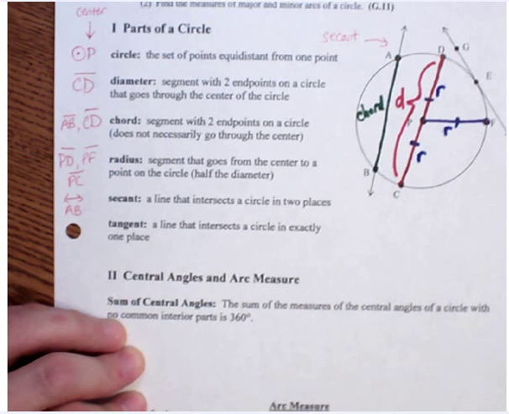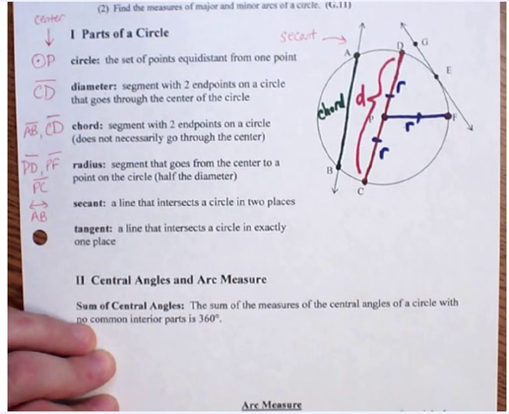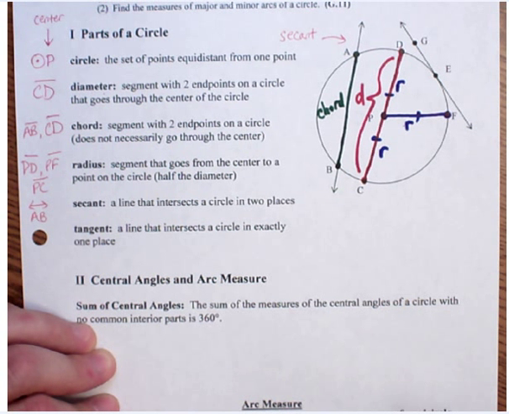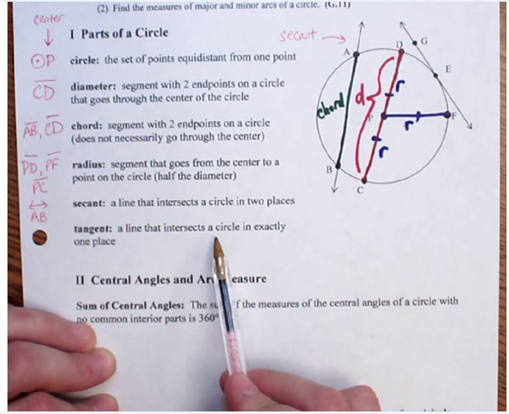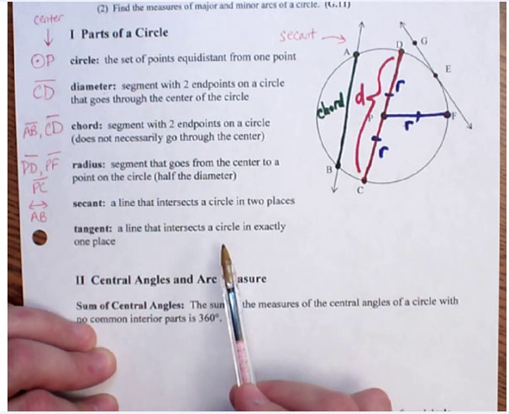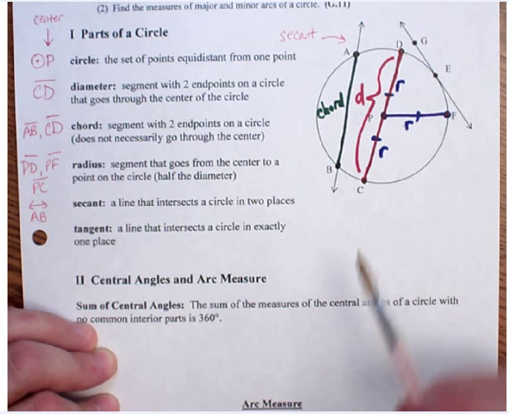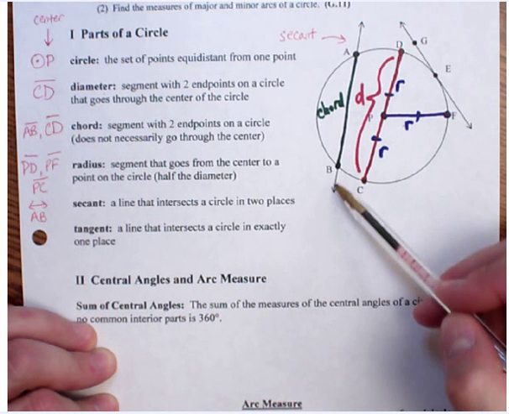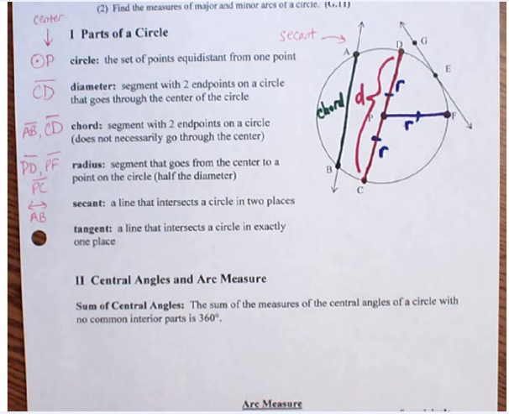And then the last thing is what is called a tangent. Now you talked about tangent with right triangles with SOHCAHTOA. This is a totally different idea. Okay, this is a different kind of tangent with a circle. A tangent is a line that intersects a circle in exactly one place. Okay, so a secant goes through in two places, but a tangent only goes through in one place.